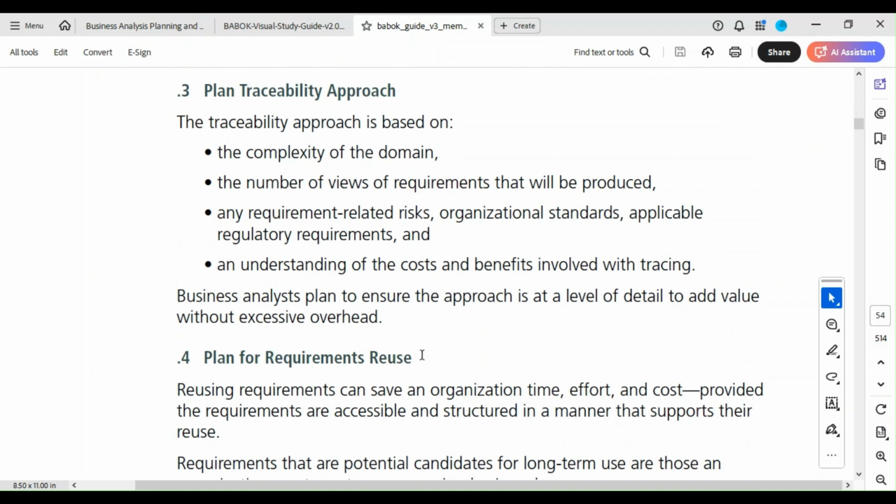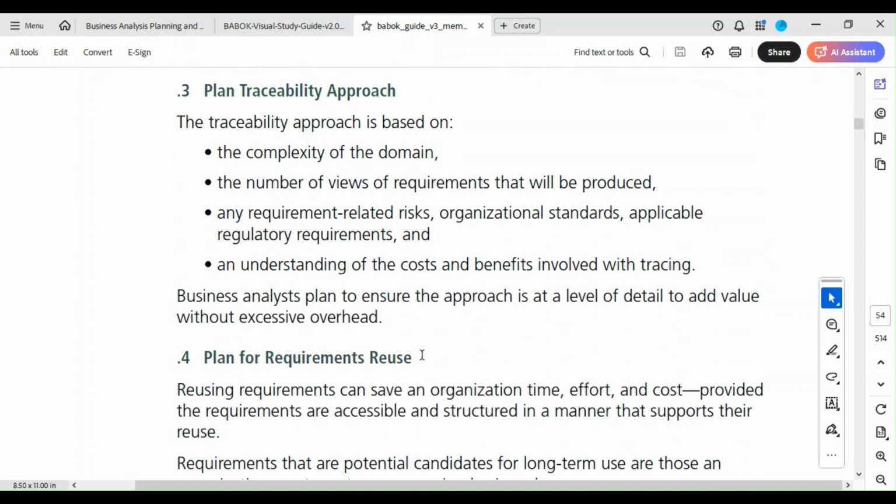Plan traceability approach. Remember what we talked about with traceability. What is the connecting factor? What is the relationship between one thing and the other? So in this case, what is the relationship between one piece of information and the other? The traceability approach you are going to take is based on the complexity of the domain. How complex is this domain or what we are going into? The number of views of requirements that will be produced. So you trace it according to that.